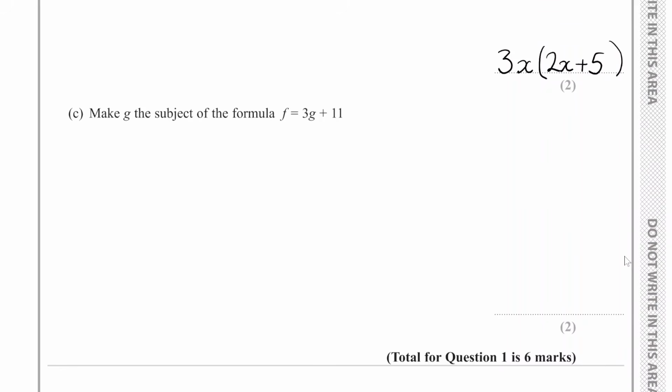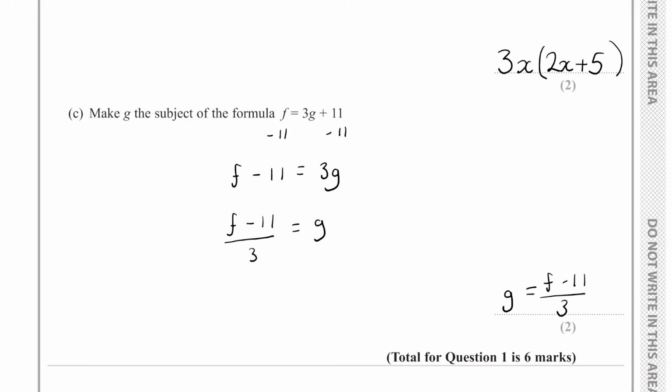And part C, make g the subject of the formula. That means get g by itself. So we're going to take 11 away from both sides. So f minus 11 equals 3g. Then divide both sides by 3, g will be by itself. So f minus 11 over 3 is equal to g. So g equals f minus 11 over 3.